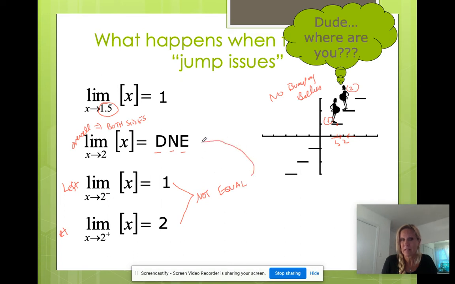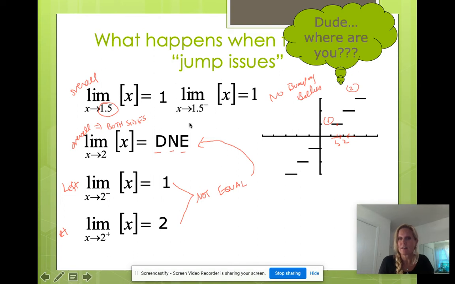Therefore, the overall limit does not exist, right? So what if up here where the overall limit did exist? Do you agree that as you plug in numbers close to 1.5 from the left, like 1.499999, you get 1? So the left range walker is at a level of 1. And the right range walker is at a level of 1. Since the left range walker and the right range walker were at the same level, or the left hand limit is equal to the right hand limit, right?